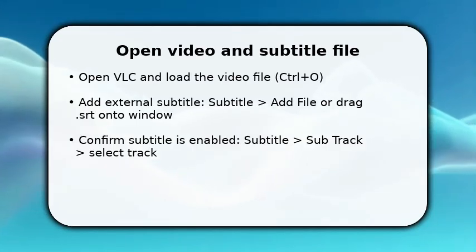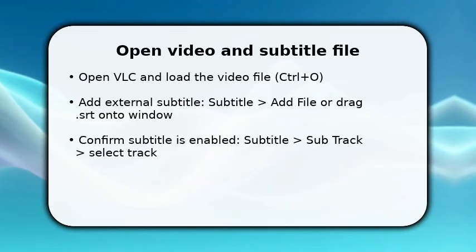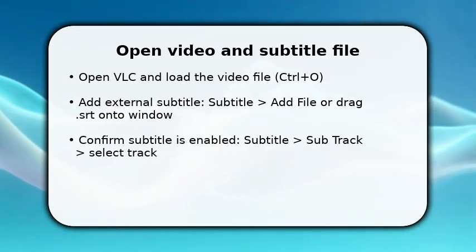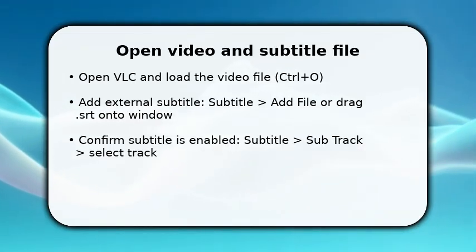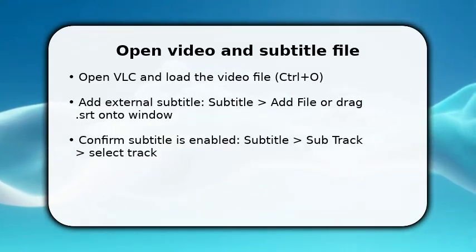You start by loading the video and the subtitle file so adjustments apply immediately. Open VLC, press Ctrl+O to load the video, then add an external SRT via subtitle add file or by dragging it in. Once the subtitle appears, make sure it's active under subtitle subtrack.